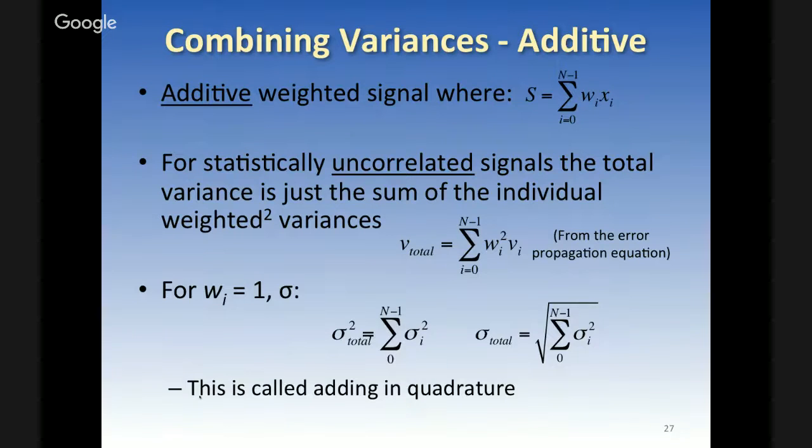Again, I don't want to put you guys totally to sleep. There are a whole bunch of these for multiplication and division and things like that. These come from something called the error propagation equation.